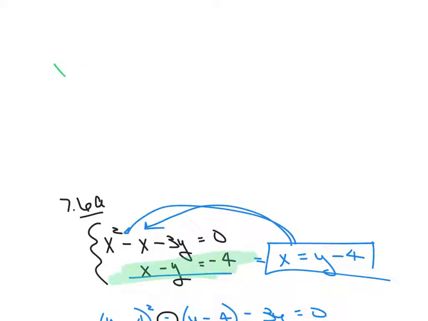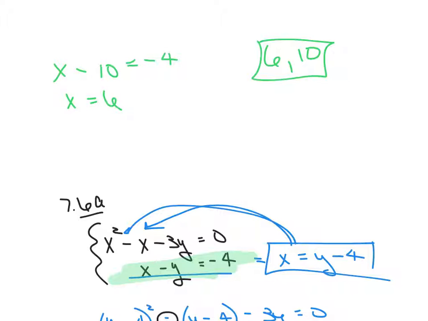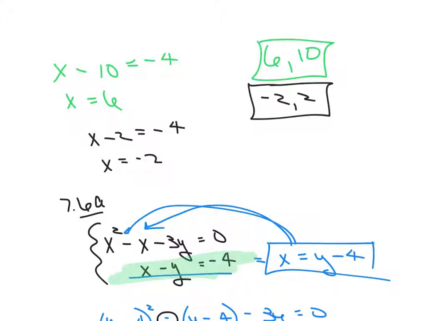So let's do that. x minus 10 equals negative 4. So x equals 6 when y is 10. So there's one solution. And then my other solution I got was a 2. So I'm going to substitute, so x equals negative 2. So there are my two solutions.